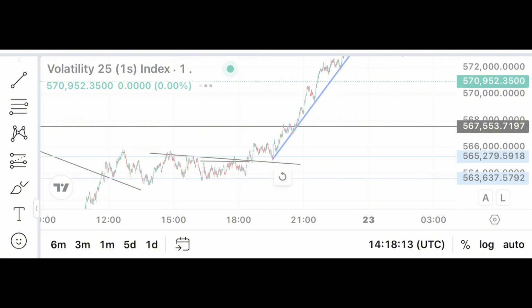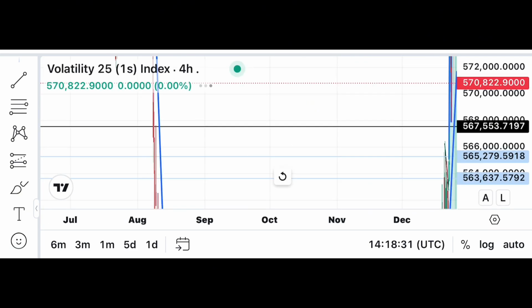Okay, so let me go. My network is very bad. I want to show you guys this analysis I did in 4 hours, which I drew with my trend as an uptrend, looking for a sell in the forex industry, looking for a sell. It's still loading. Okay, let's see it.